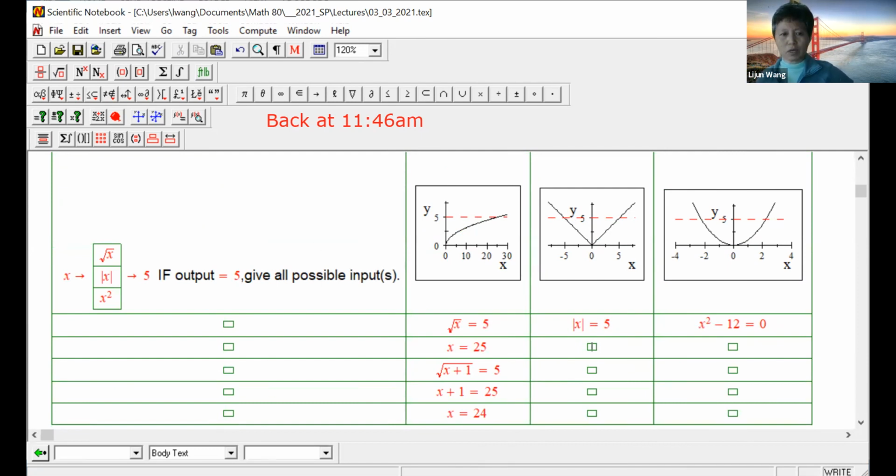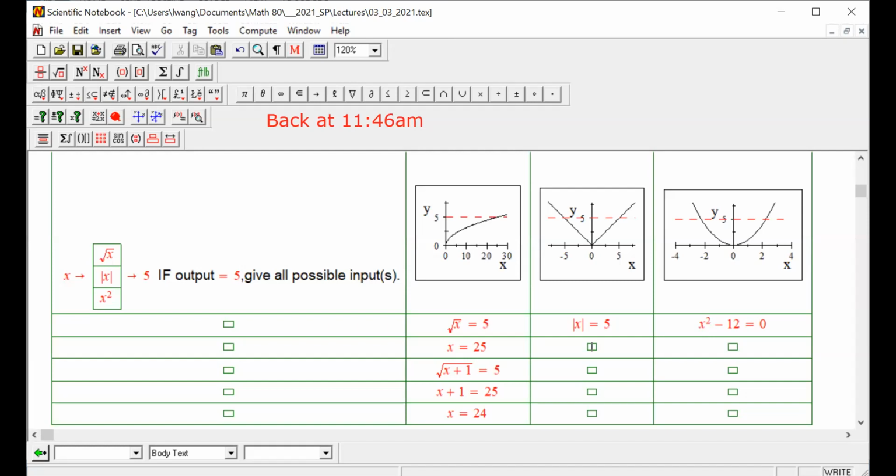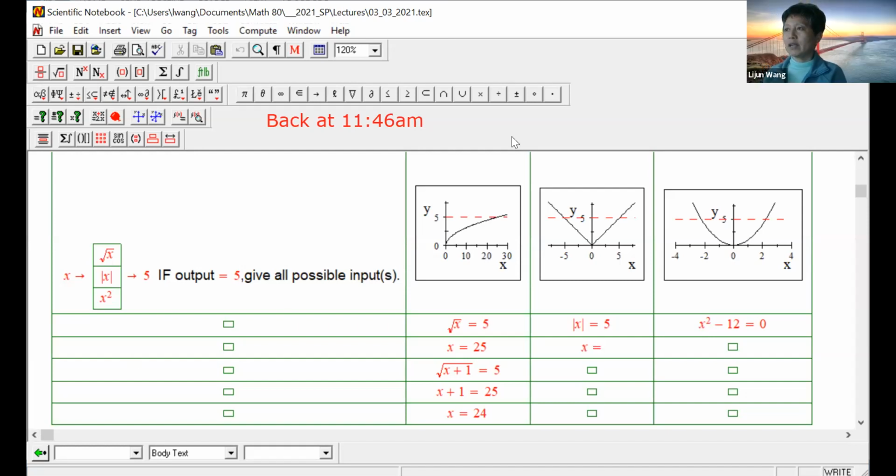What is the answer for absolute value of x equals 5? Positive or negative 5? That's right. Excellent. Plus 5 or minus 5. Right? Because of these 2 inputs, negative 5 will make it true, positive 5 will make it true. Input a negative 5 will output a positive 5. Input a positive 5 will output positive 5. That's right.